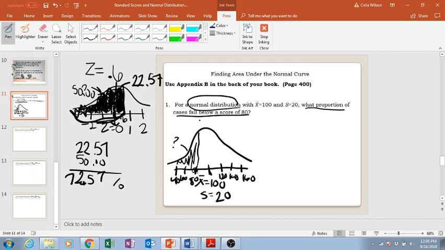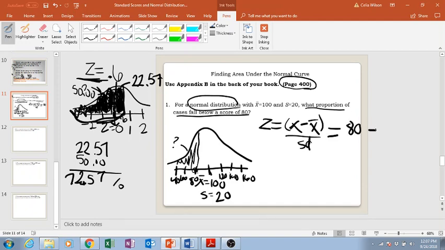Okay, so first thing I need to do, because I know that my book is in z-score form, is convert it to a z-score first, based on what I was able to do up here. So I'm going to remember my z-score formula. It's how far my score is from the mean divided by the standard deviation. So for this, it's going to be 80 minus 100 divided by 20. That's negative 20 divided by 20, which equals negative 1.